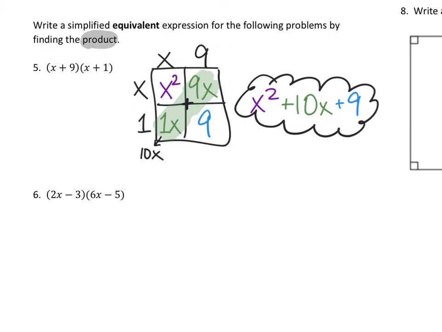Notice how it always goes up in number. If I'm multiplying binomials, I'm going to end with a trinomial. So it's going to get bigger every time because we're multiplying. That's what happens when we multiply.